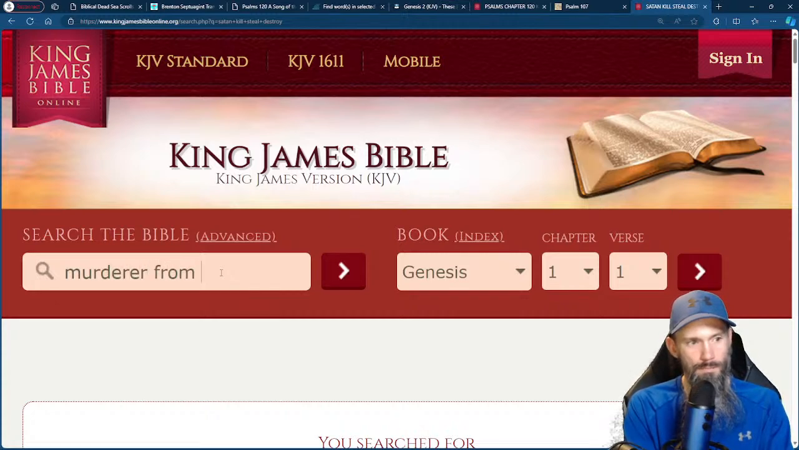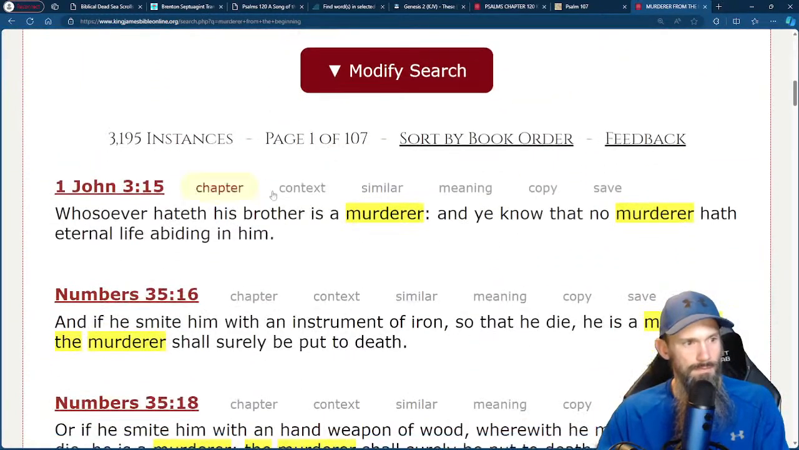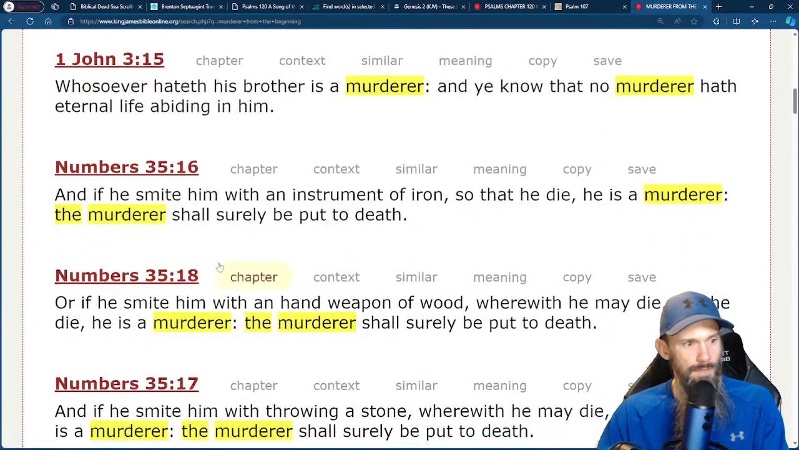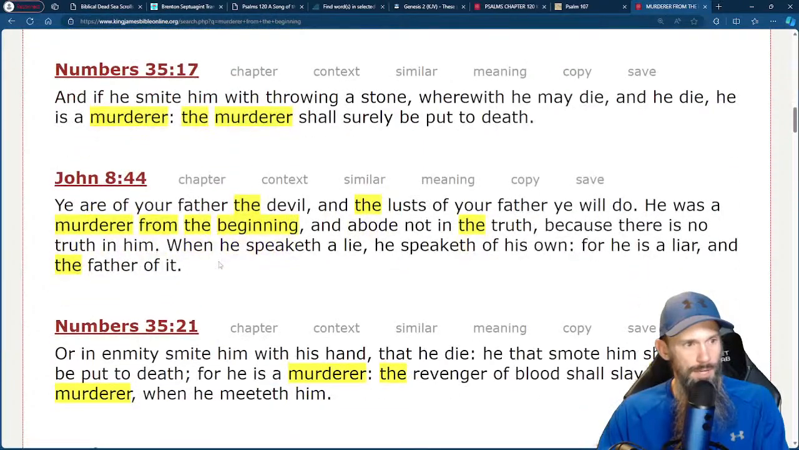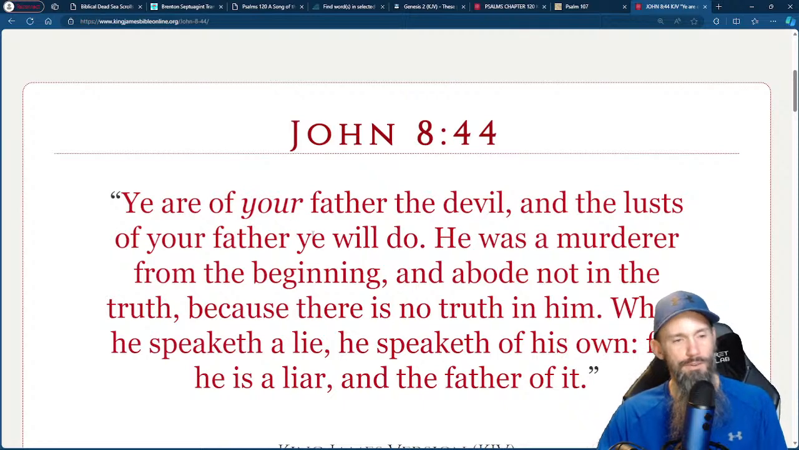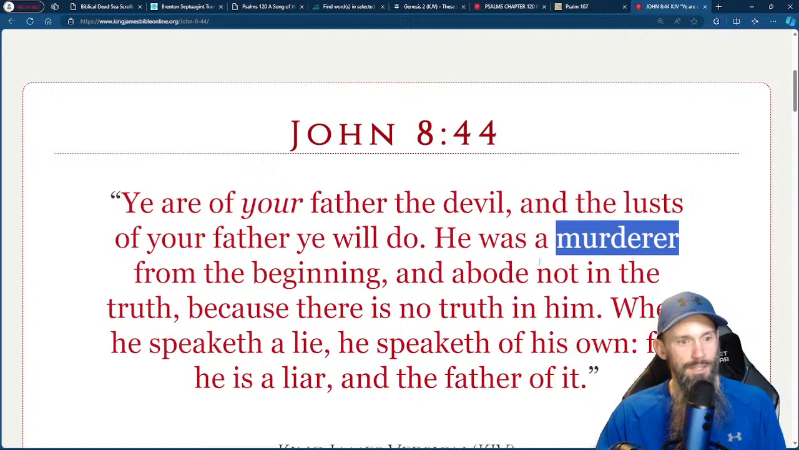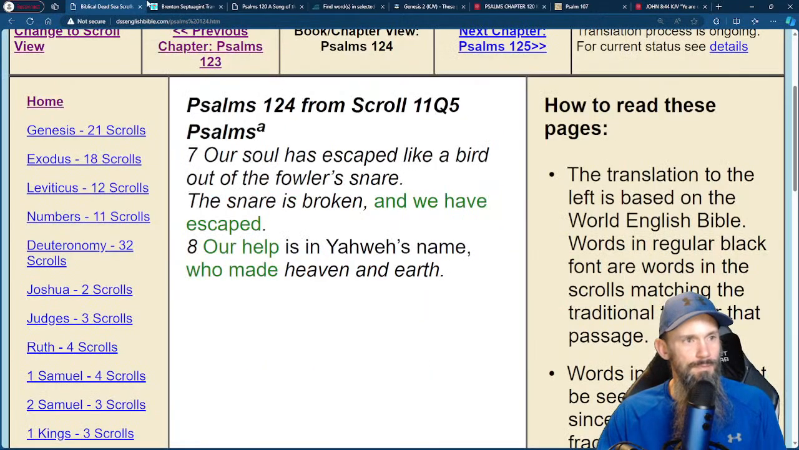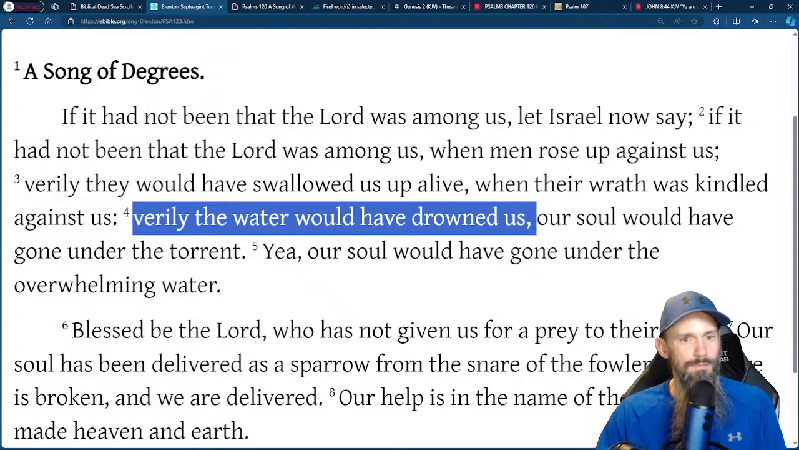Murderer from the beginning. Oh, come on, where's it at? There we go. John 8:44, you are of your father the devil, and the lust of your father you will do. He was a murderer from the beginning, and abode not in the truth, because there is no truth in him. When he speaketh a lie, he speaketh of his own, for he is a liar and the father of it.